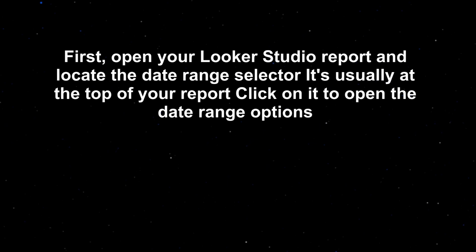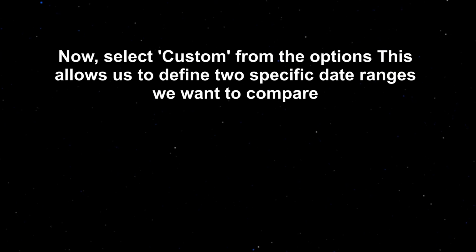First, open your Looker Studio report and locate the date range selector. It's usually at the top of your report. Click on it to open the date range options. Now, select Custom from the options. This allows us to define the specific date ranges we want to compare.